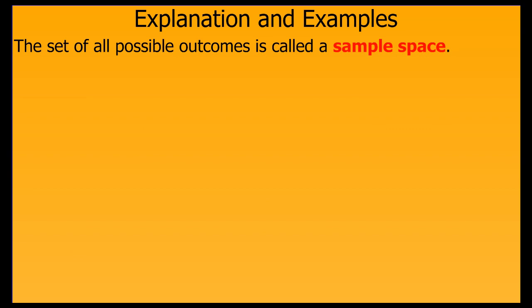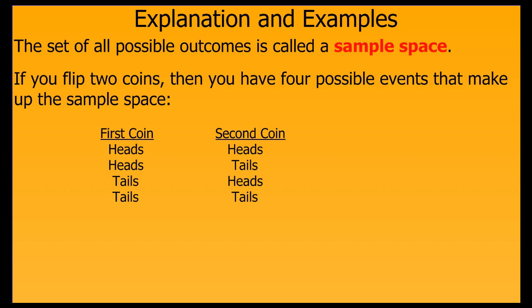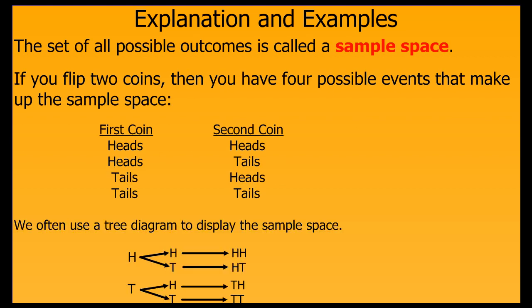The set of all possible outcomes is called a sample space. So, for example, if you flip two coins, then you have four possible events that make up the sample space. You could get heads and then heads, heads and then tails, tails and then heads, or tails and then tails. We often use a tree diagram to display the sample space.